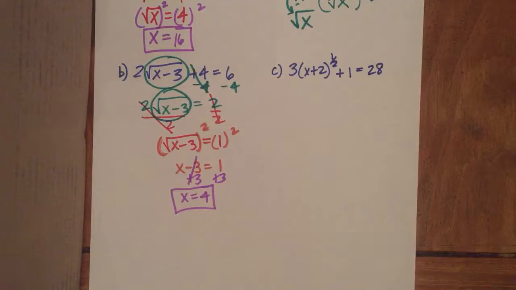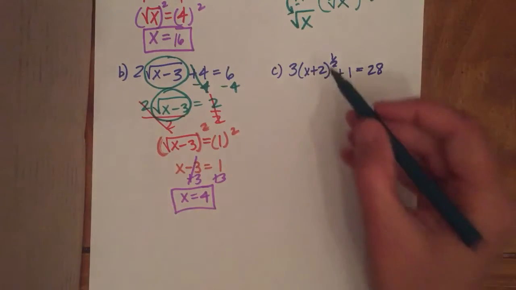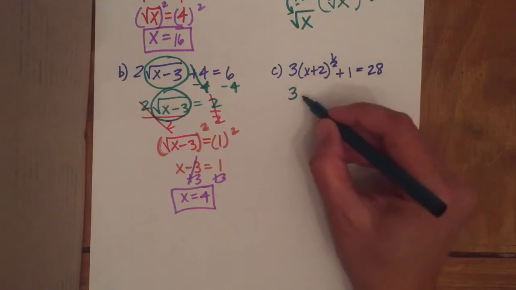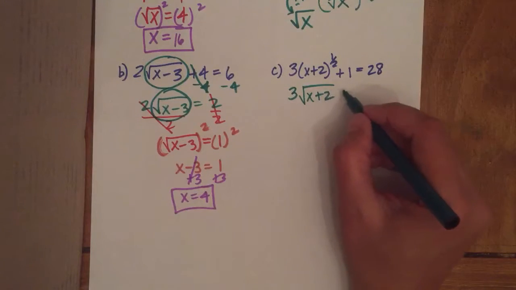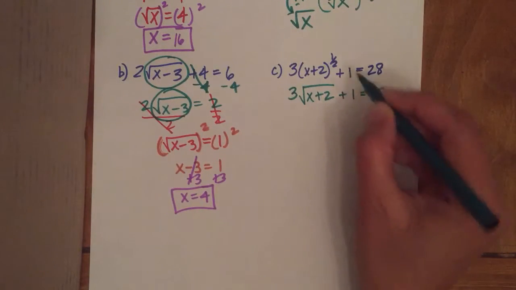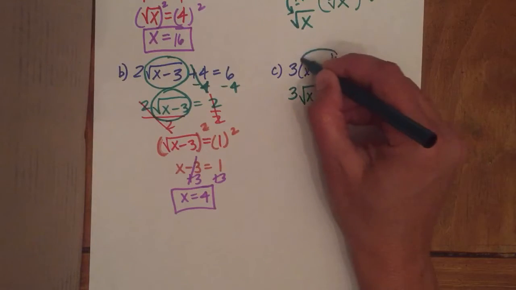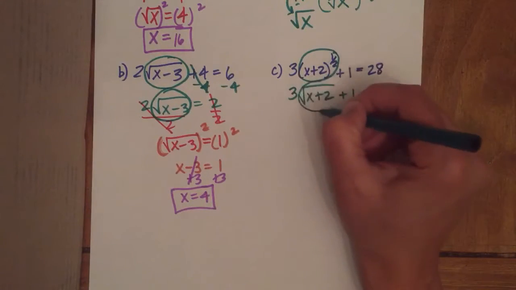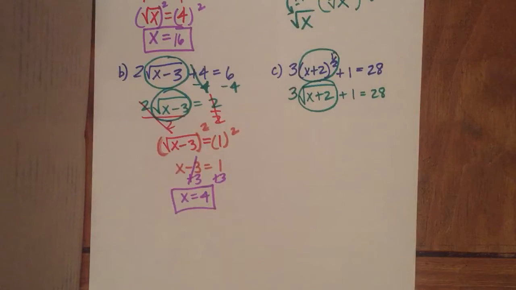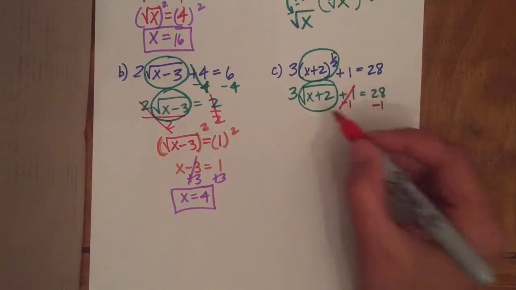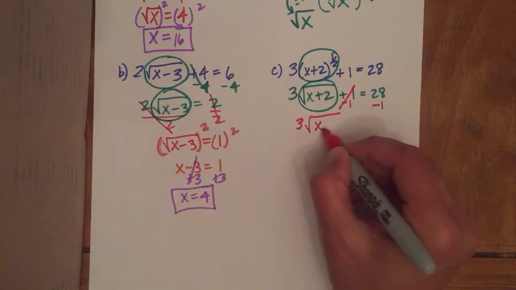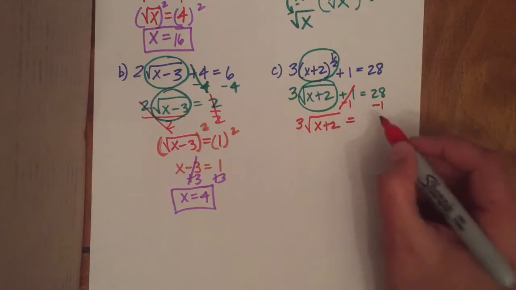So what I want to do first is, again, isolate my radical. But I'm going to rewrite this 1/2. What did we say 1/2 was the equivalent of? Square root. This right here is the equivalent of this. That's what square root means. So now I want to isolate that radical expression. The first thing I'm going to do is subtract 1. So I have 3 times the square root of x plus 2 equals 27.